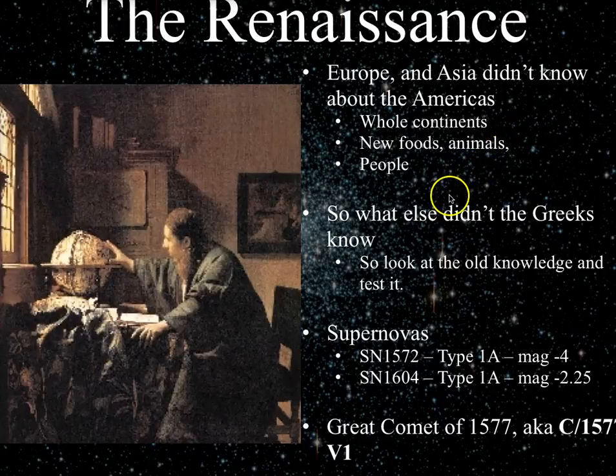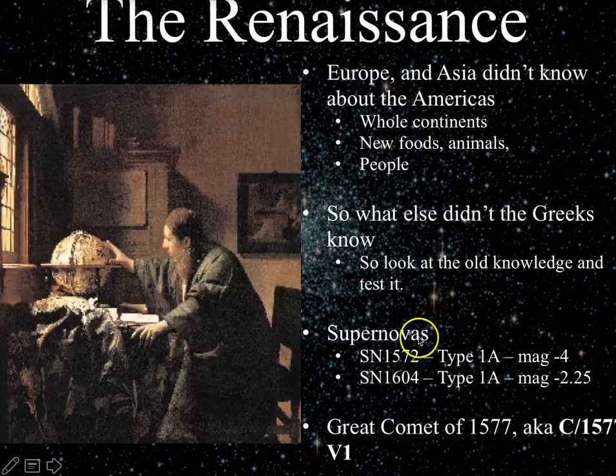But what are the things that the Greeks didn't know about? I mean, they didn't know about all sorts of things, you know, new foods, animals, people, whole continents. And so when this information came back from like Columbus, and I just use his name because it's off the top of my head. But if you think about all these new discoveries of Europeans of the Americas, then the question comes about rather naturally, what else didn't the Greeks know about?